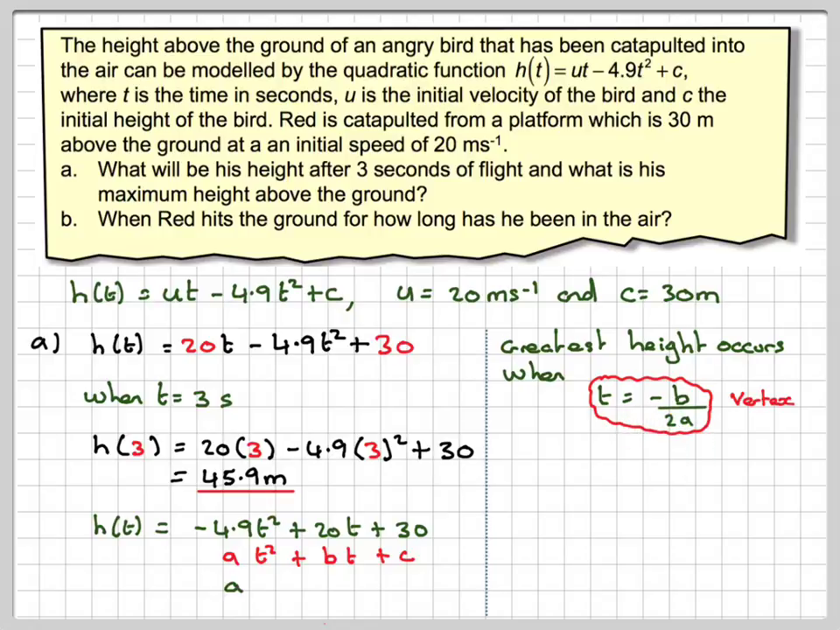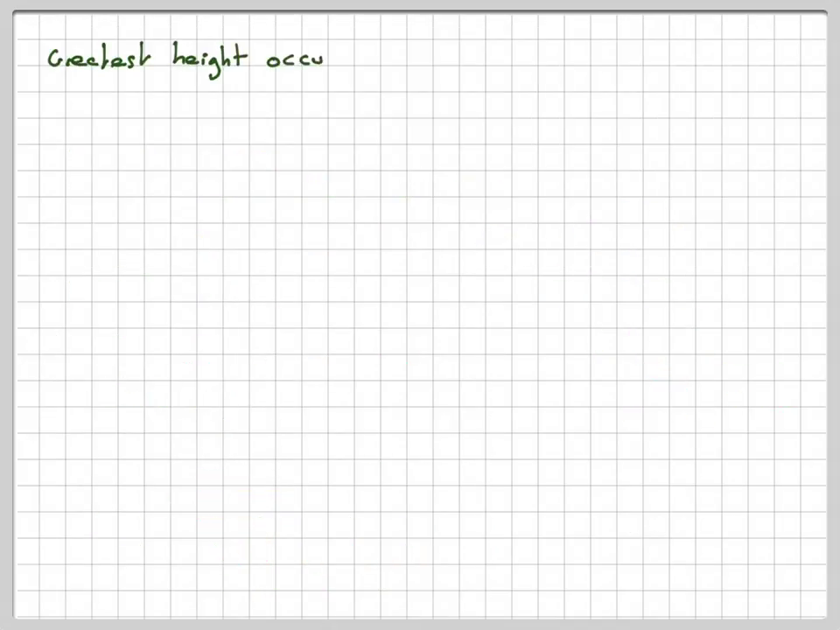So from that, a is equal to -4.9, and b is equal to 20. Substitute that into the formula, we get that t is -20 divided by 2 times -4.9. That gives me 2.0408 seconds. And we don't round off, because what we're going to do is put that into this instead of t to get the actual maximum height. So the greatest height occurs when t is equal to that value.